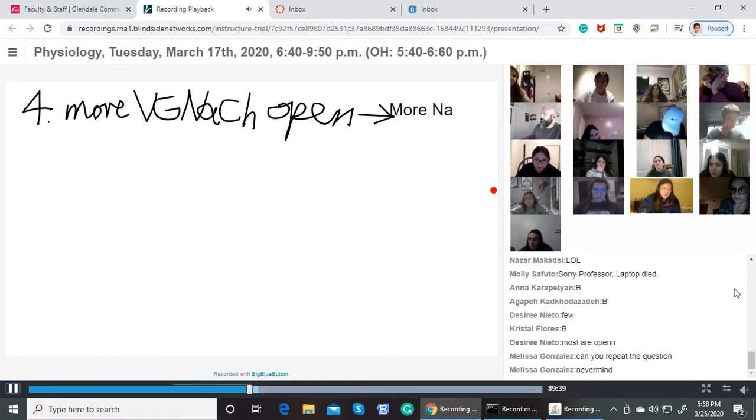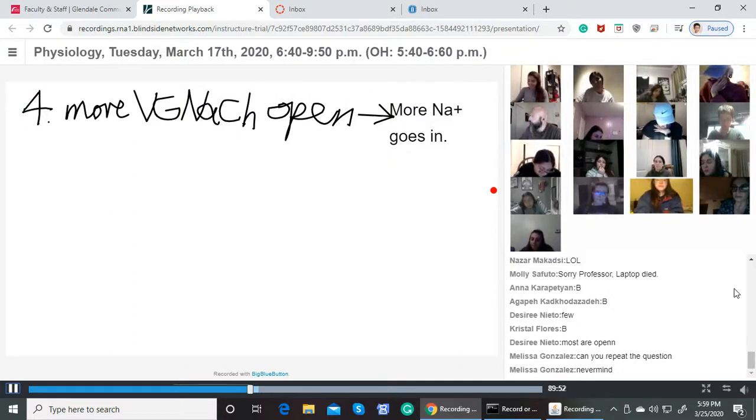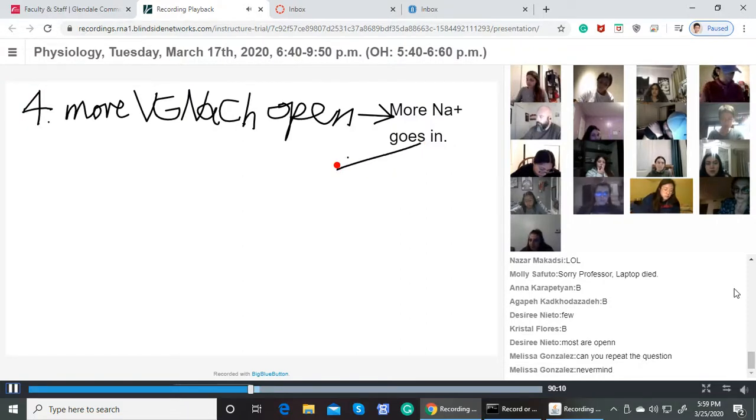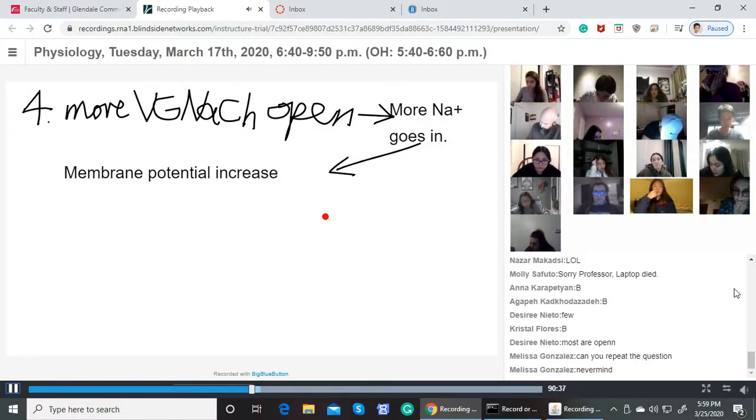More sodium goes in. Okay, more sodium goes in. What happens when more sodium goes in? Then you have another one. Then membrane potential increases, or becomes more positive.